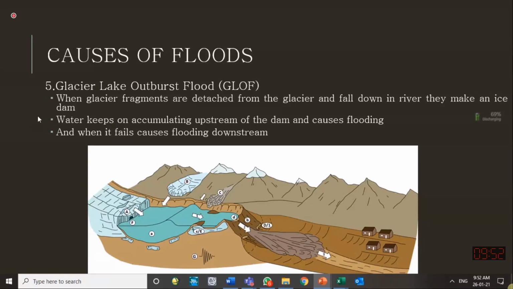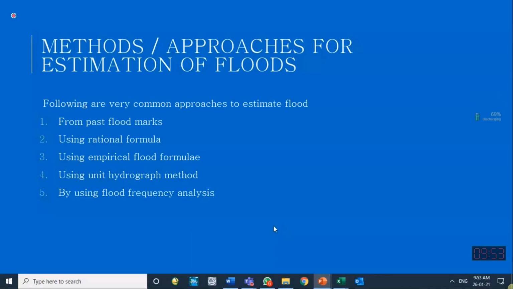Another way of making this kind of glacier lake is when a side glacier comes into the way of another glacier or another river. Because of the movement of this glacier, it can stop the passage of the main river and make a reservoir on the upstream side. And whenever this glacier melts or gives way, a flood will occur on the downstream side, which can damage the people living on the banks of the river and the agricultural area. So these are some of the reasons of flooding.